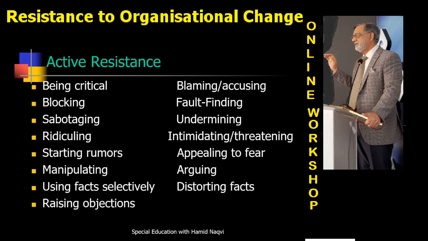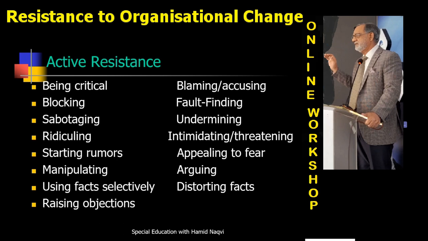Now, there are different types of resistance. Some is active resistance, the other is passive resistance. Some signs of active resistance are, for instance, people start criticizing openly. Being critical is one way that people openly start saying that this is no good, this is not likely to bring better prospects for the organization. So people start blocking, they start not accepting it, they start not hearing what is good about it, and in fact they start sabotaging it.